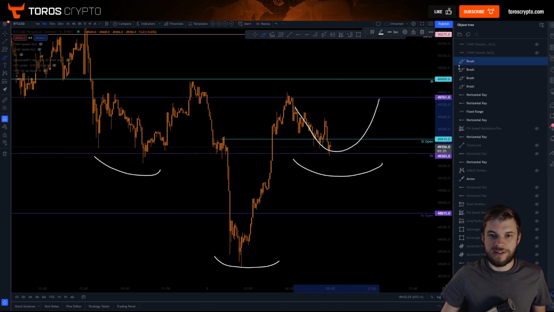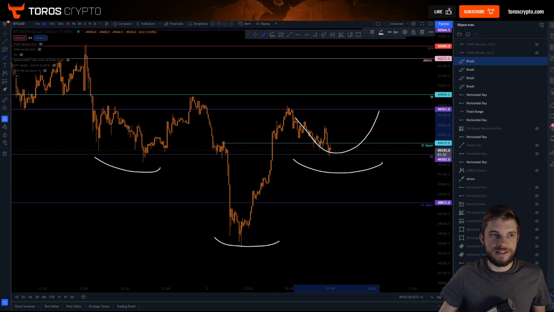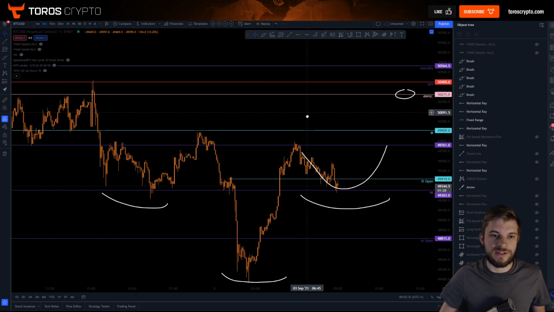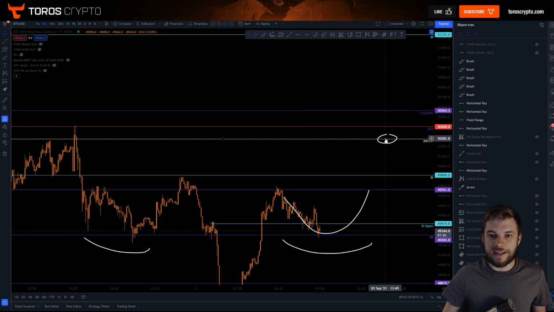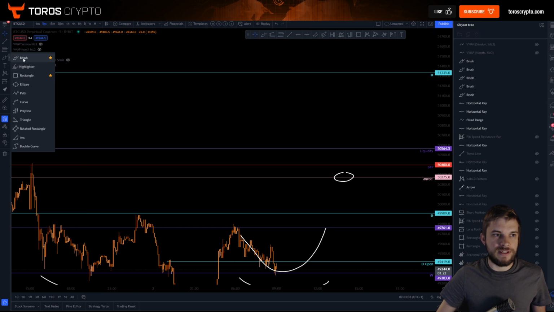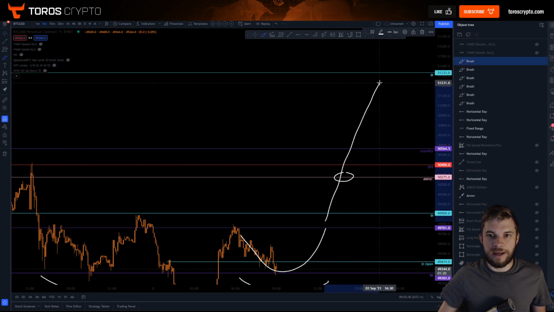We do have this inverse head and shoulders pattern playing out, and we could expect a test once again of this 50,275 area. If that can get broken, then I am looking at the next level of resistance being up here at 51,335. Okay, we have a big daily level up here.